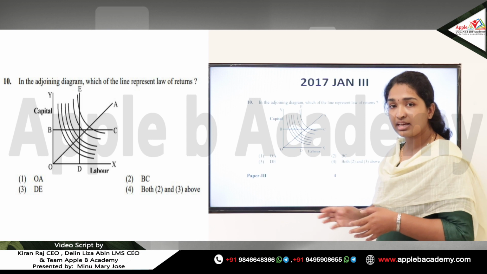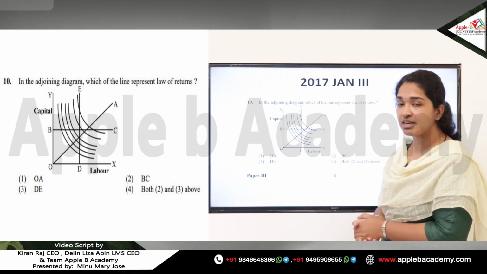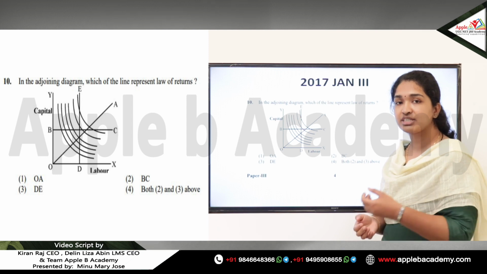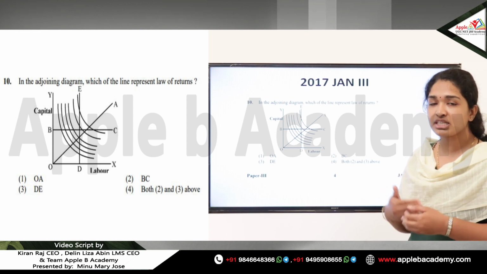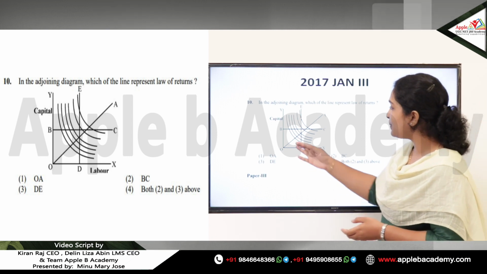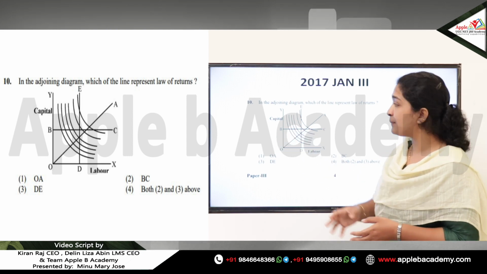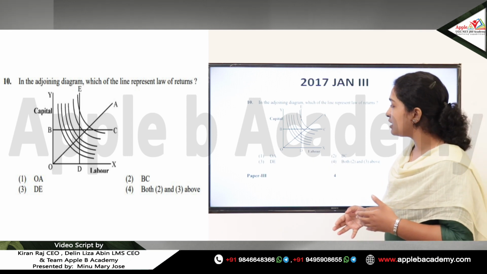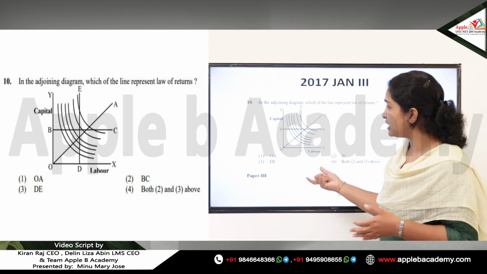Now OA is a scale line, which measures both labor and capital. The law of returns specifically tells us about the responsiveness of the output to changes in the factors of production. That is what the law of returns says. BC is a curve where capital is kept constant and labor is changing. That means labor is a variable factor. So for sure we can say that BC can be used to represent the law of returns.